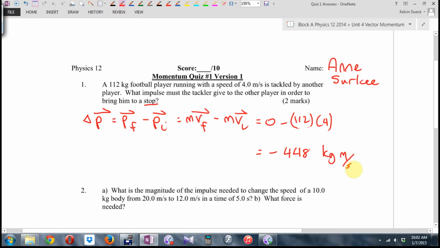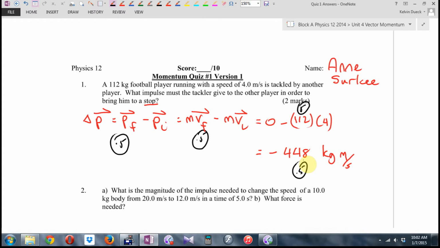If you got that, 2 out of 2. Otherwise I would probably go half mark for that, half mark for that, half mark for the numbers, and a half mark for the answer. I'm going to give you 1.5 out of 2. Because this person has to lose momentum. You have to take momentum away from the runner to bring them to a stop.